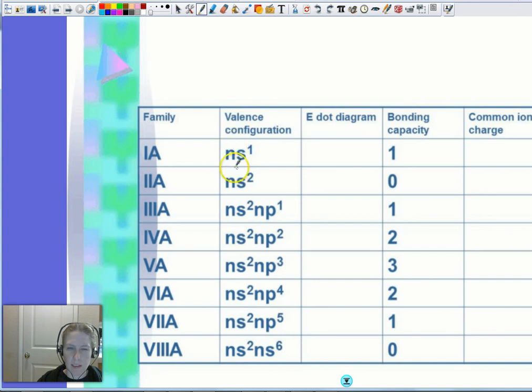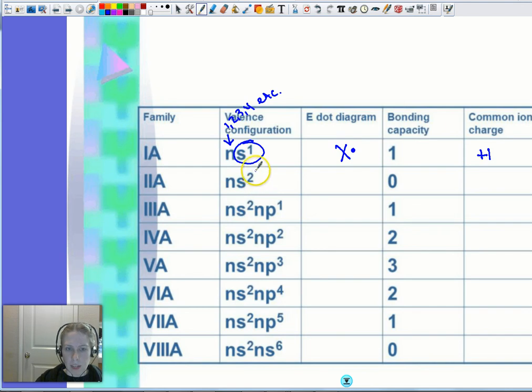Now in this case, this is kind of a guide for any of the elements in family 1A, for example, who are all going to have the valence electron configuration of some level, so 1, 2, 3, 4, etc., and then S1. So I'm just going to use X as our generic symbol, and then I have my 1 electron. So it can bond once, and we know that our common ion charge for the alkali metals is +1.